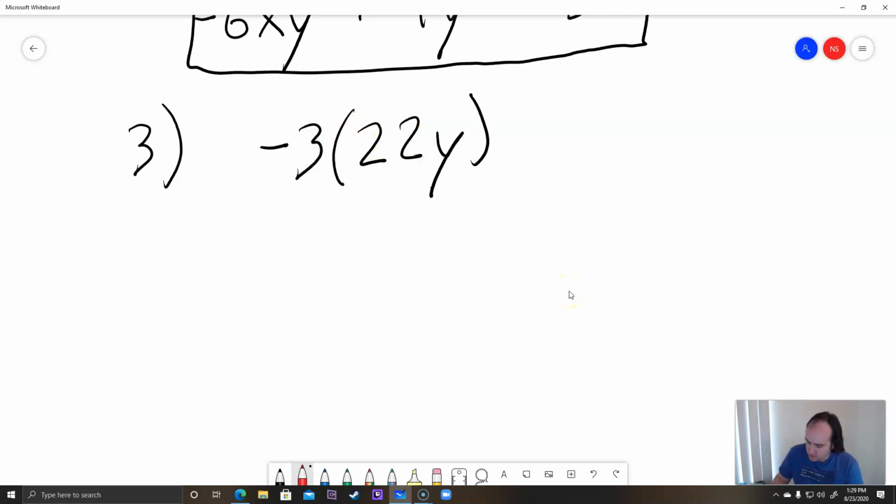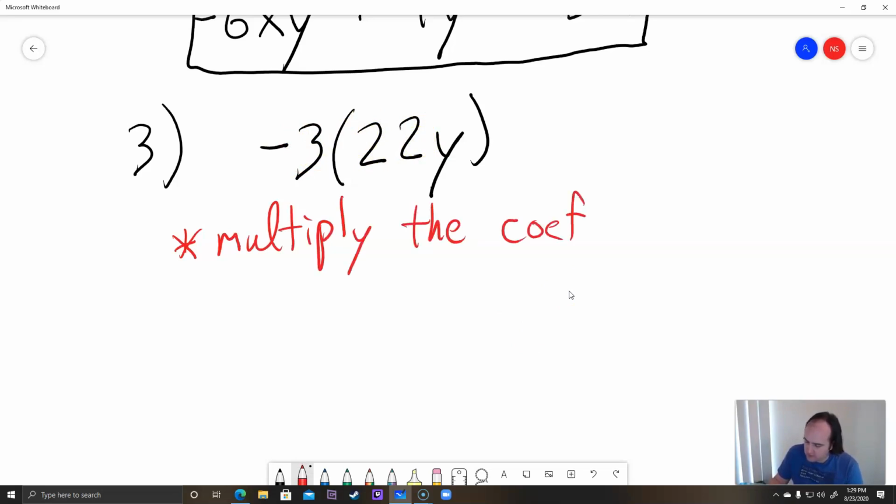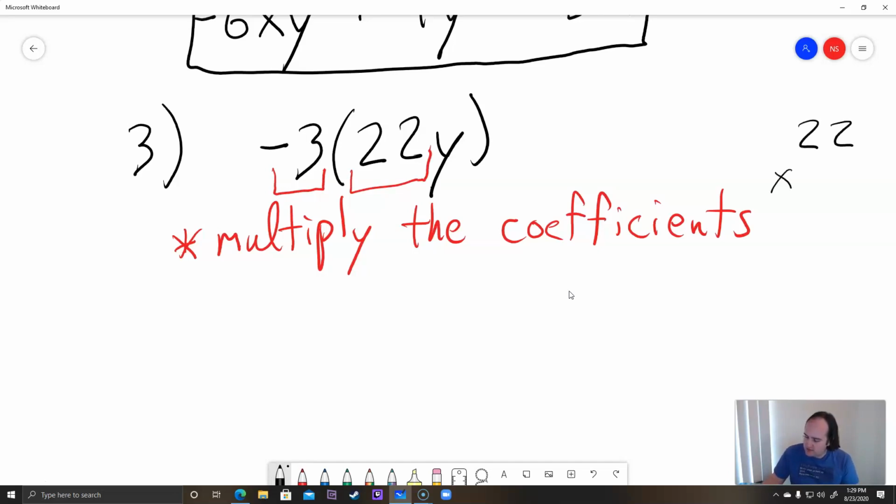Okay, so multiply the coefficients. So what are the coefficients here? Well, those are just the numbers. Okay, so here we're going to be doing -3 times 22. And what's -3 times 22? Well, you can write it vertically if you can't do it in your head. 22 times 3. Well, 2 times 3 is 6, so it's actually 66. But because there's a -3 here, it's going to be a -66.